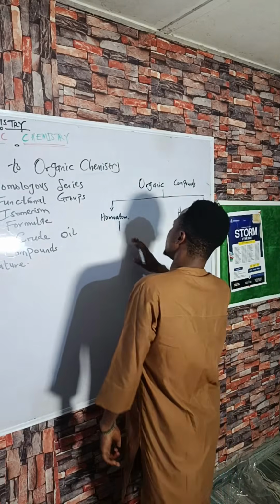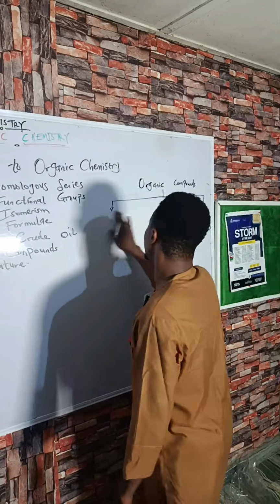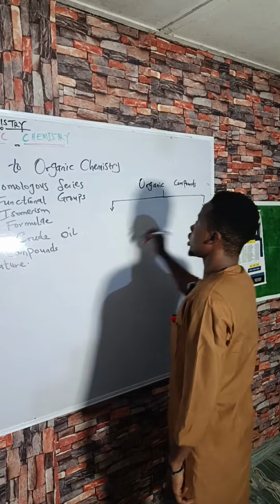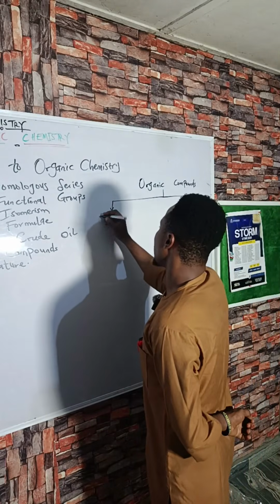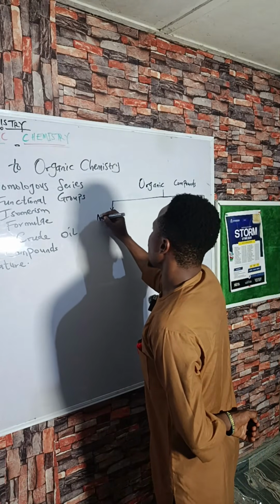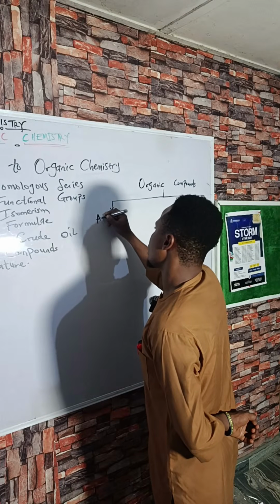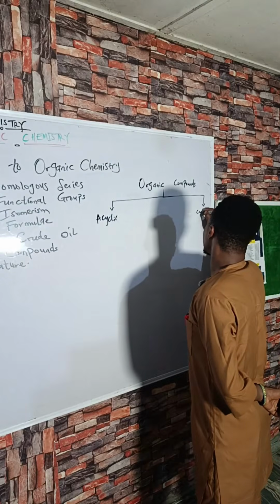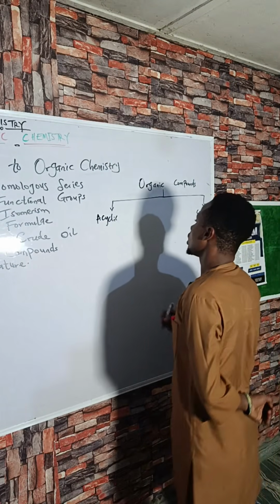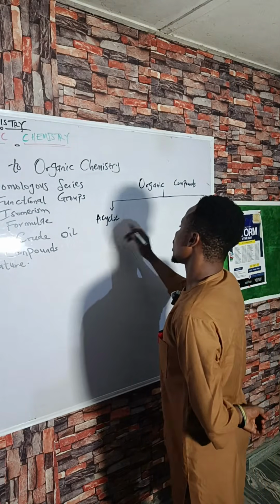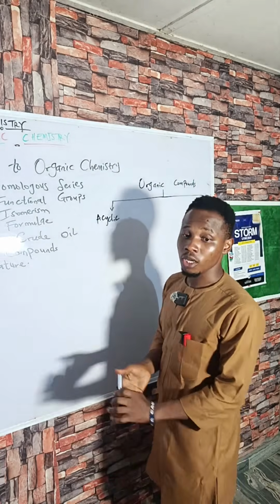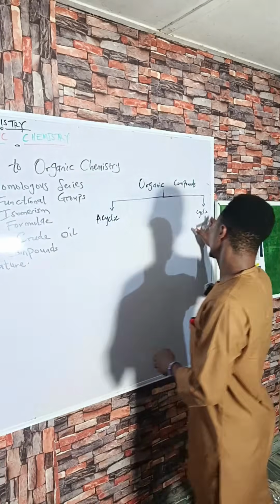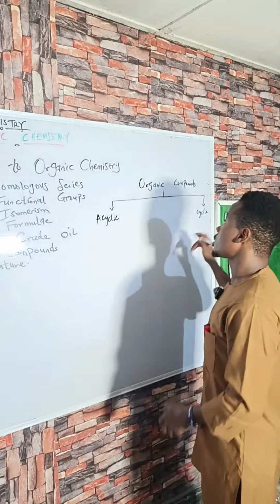You know what? The best option is not to go with homoatomic. It's going to give us issues. So let's go with the other classification. So we go with acyclic and cyclic. Now, your acyclic compounds are compounds that do not form a cycle, and those that are cyclic are those that form a cycle.